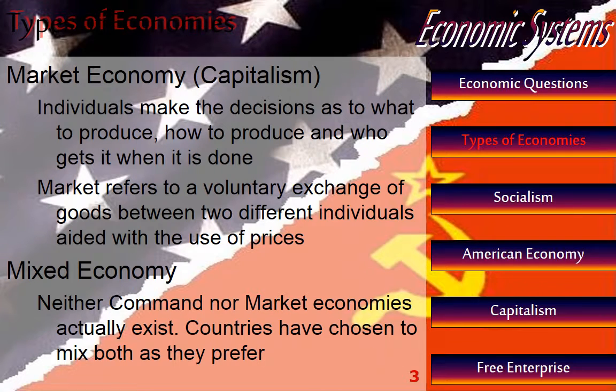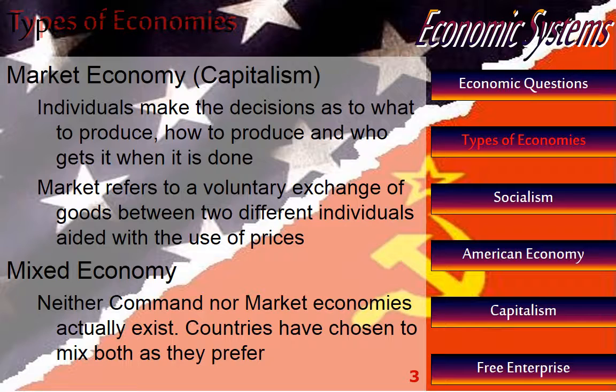There is also the market economy, capitalism, which for the most part is what we have in the United States. This is where individuals get to make decisions as to what to produce, how to produce it, and then who gets it when it's done. Also, we want to look at the term market, which refers to a voluntary exchange of goods between two different individuals aided with the use of prices. That's exactly what the definition says there.